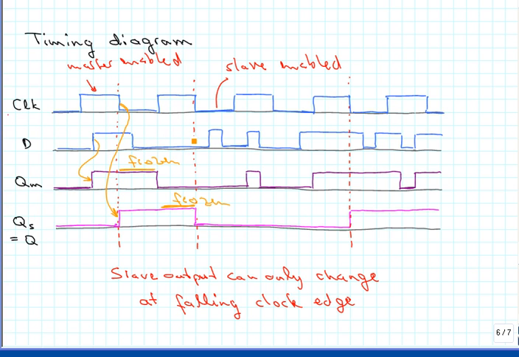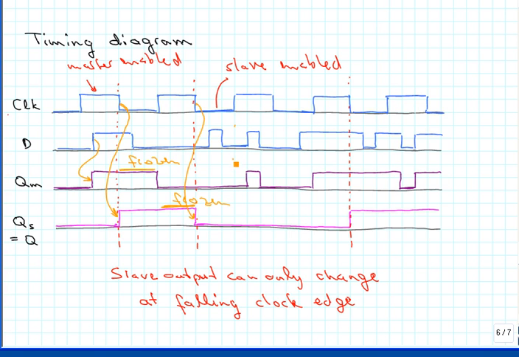So in this particular case, nothing is happening at the input, so the master actually stays at 0. And then that 0 is being transferred to the slave at the falling edge of the clock here when the slave gets enabled, because the clock is now low. So this is a transition that happens because of that clock going low there.